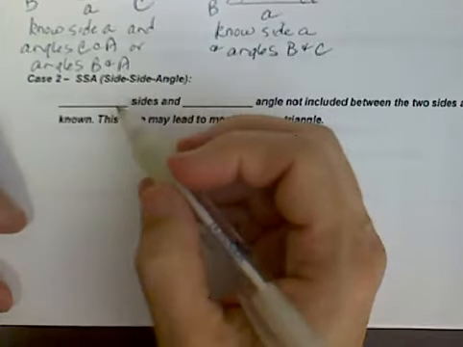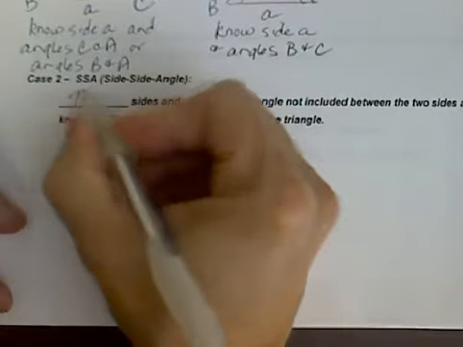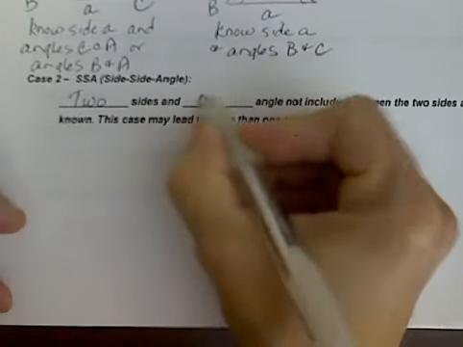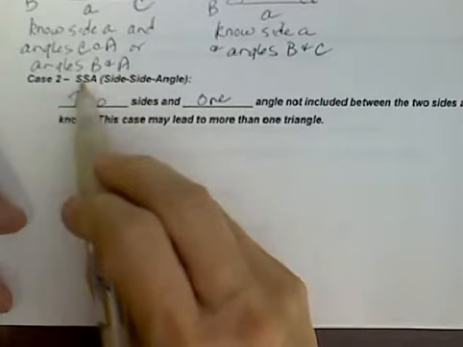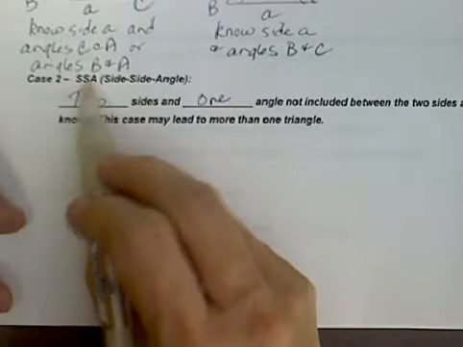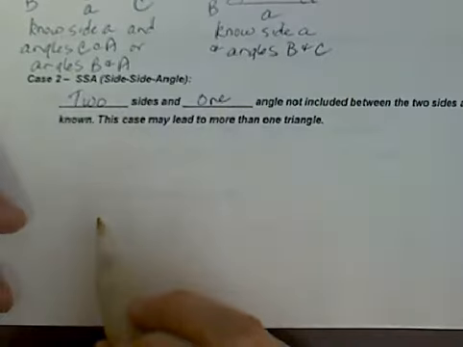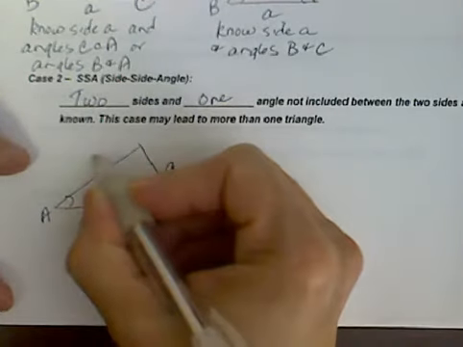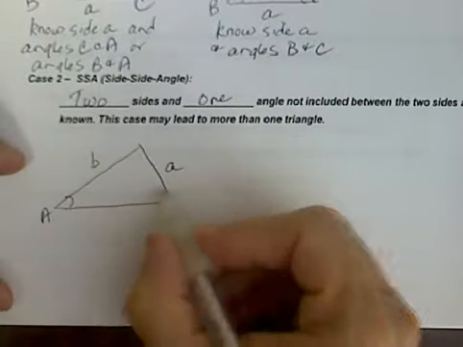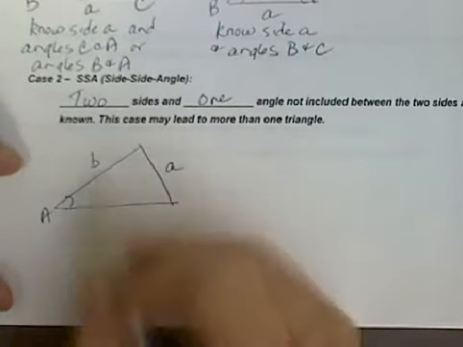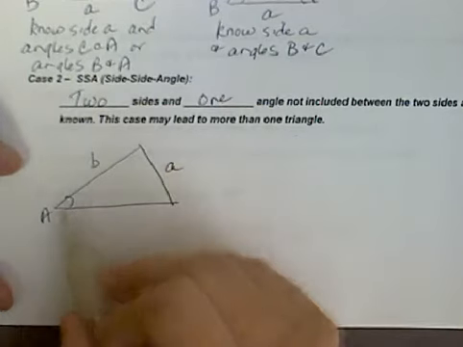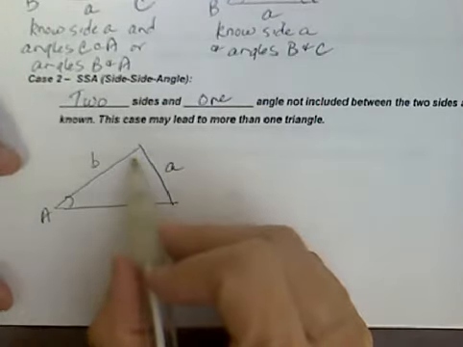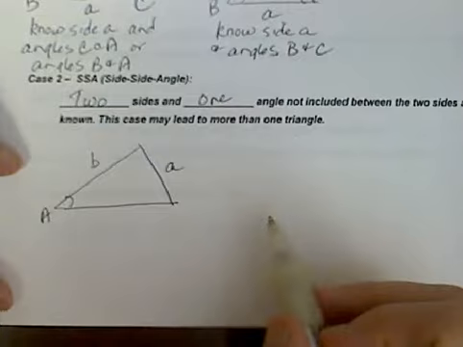The next case is called side-side angle. This means that we know 2 sides and 1 angle. And this angle, because of the way this is written, is not the angle that's between the 2 sides. In this case, we might have more than one triangle. For instance, if we know angle A and sides A and B, this would be SSA, because we've got a side and then the angle, but the angle is not the one that's between the 2 sides.